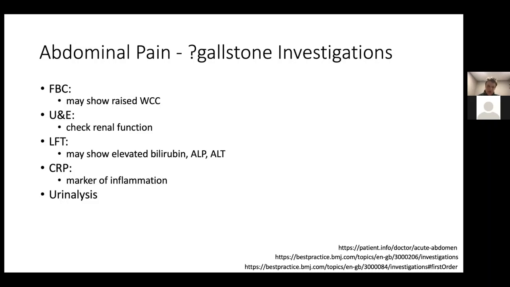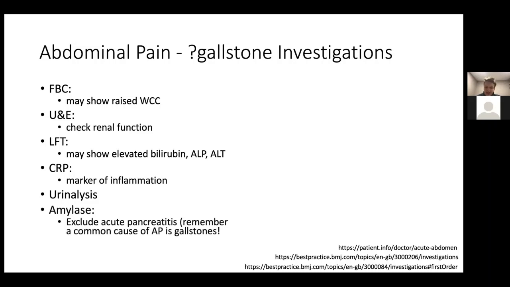You want to do a urinalysis to see if there's maybe a UTI, so you can rule that out as a cause of abdominal pain. Pyelonephritis maybe as well. Amylase is another important test to do, to exclude pancreatitis. With acute pancreatitis, you have a raised amylase. Like I've just written there, gallstones are a common cause of acute pancreatitis. It's not just alcohol excess, so it's important to bear that in mind as well.